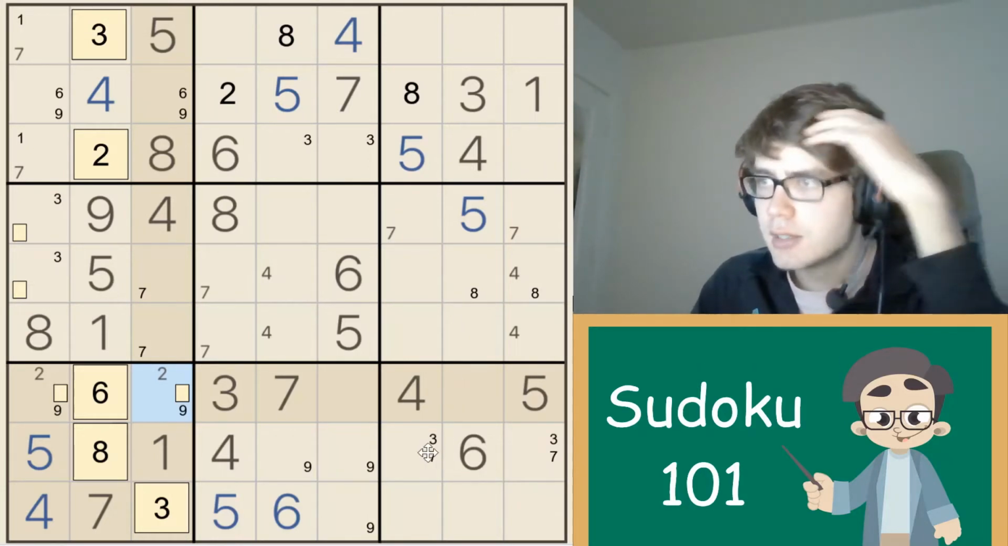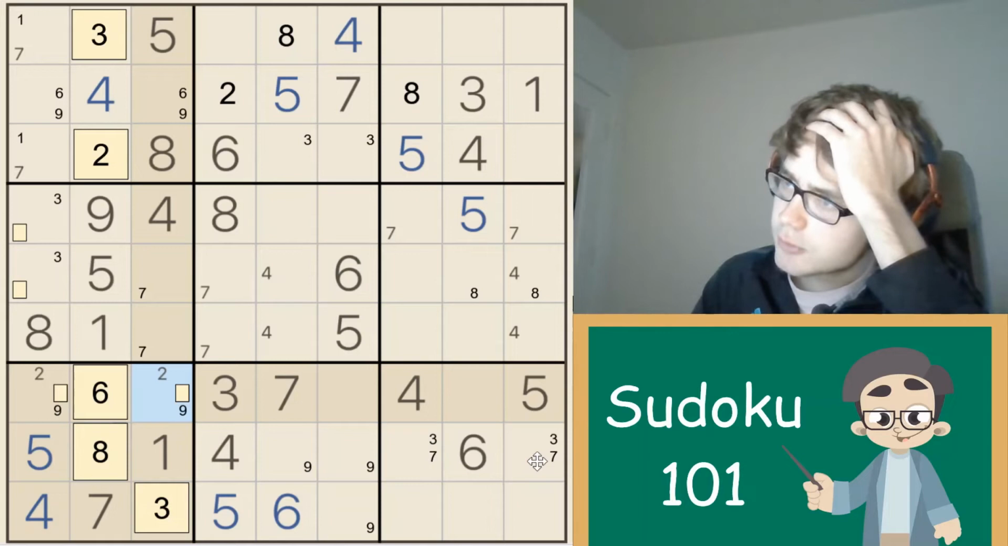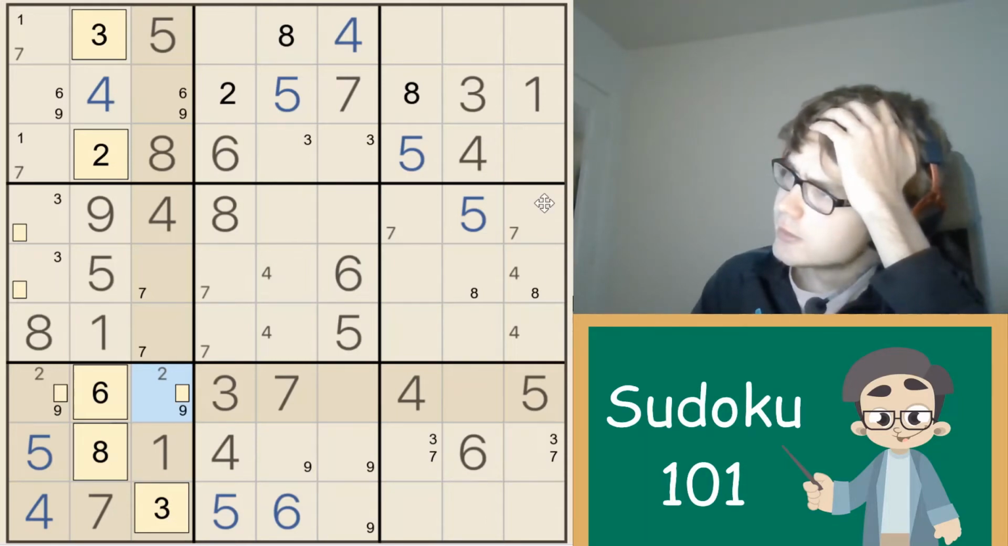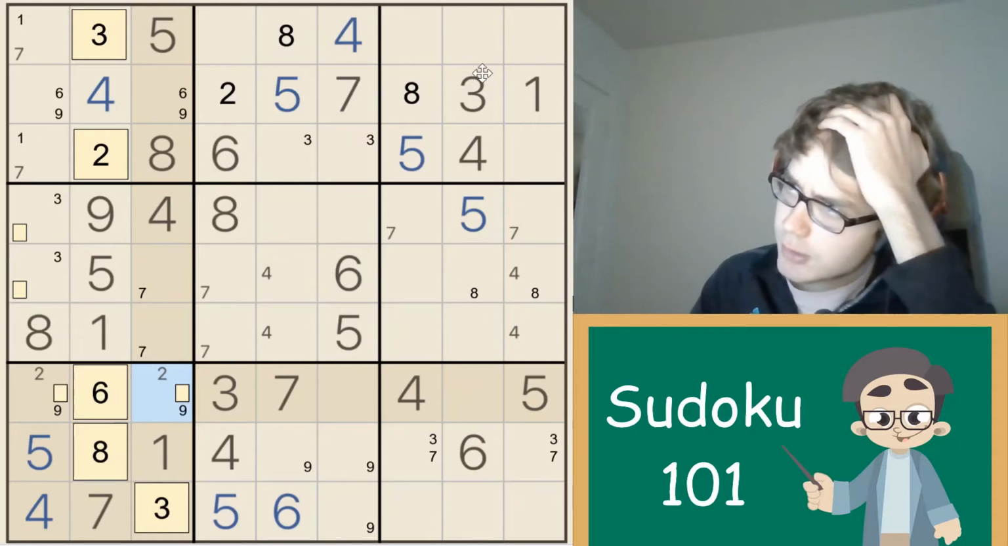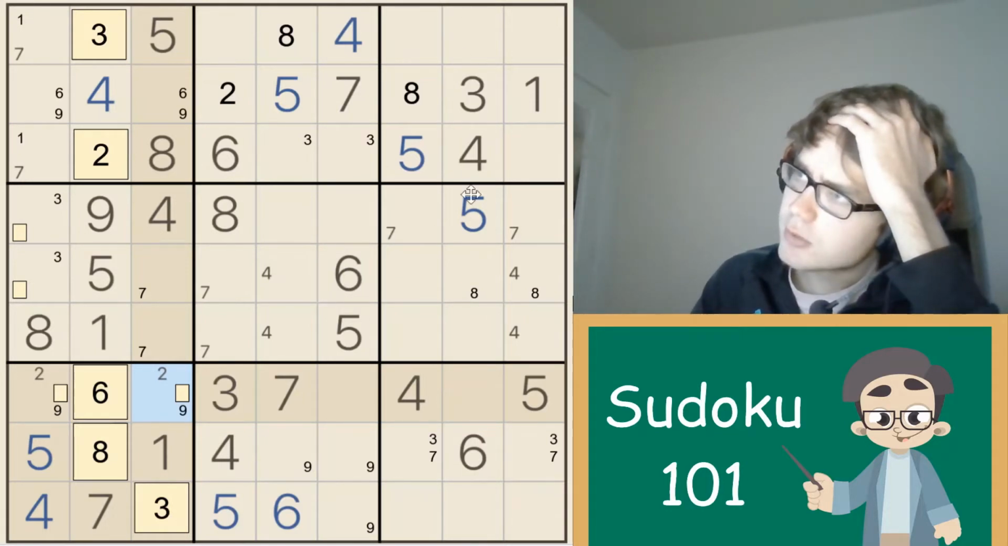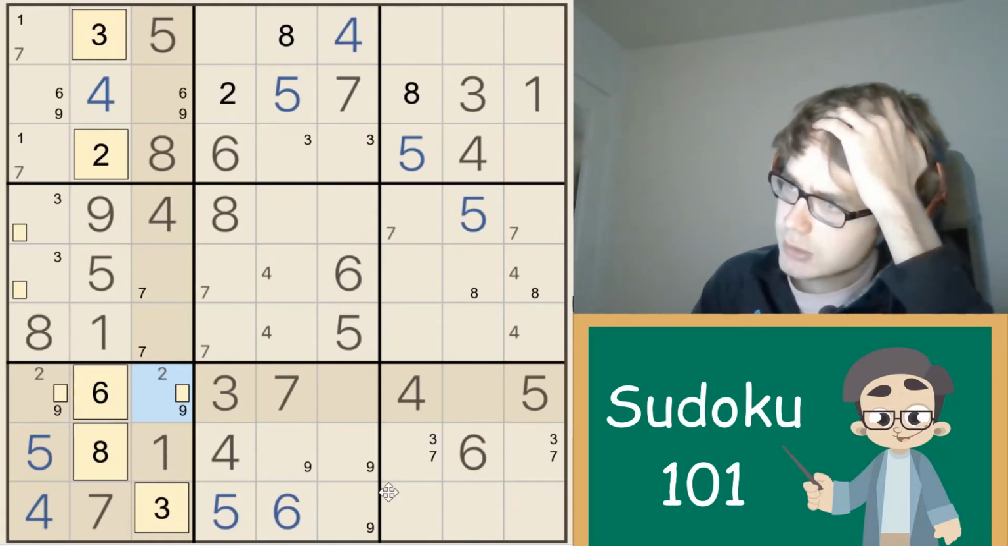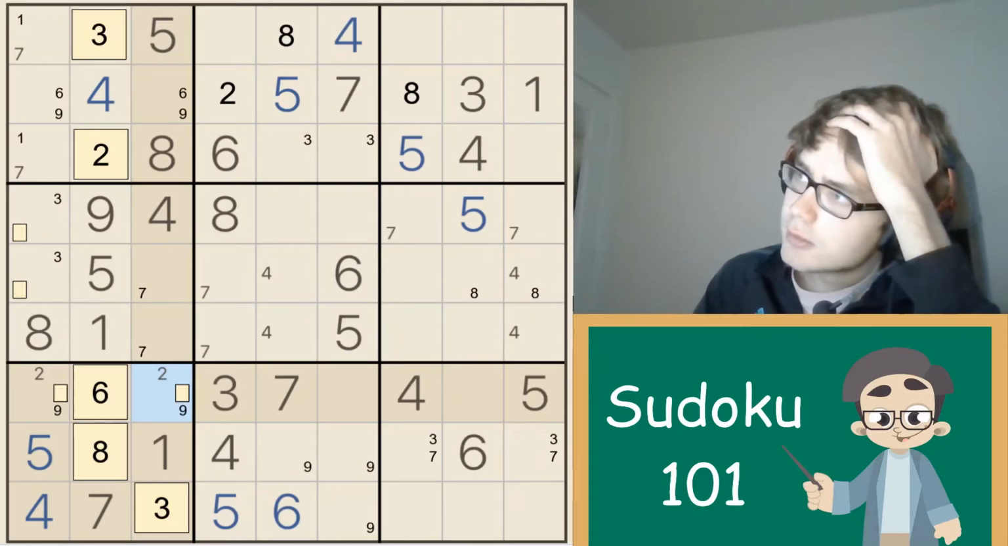But basically, 7 in this square has to be in the 2 edges. 7 up here also has to be in the 2 edges. That means the only place that 7 can be in this top box is somewhere in this middle row, because there's going to be guaranteed 1 in this row and 1 in this row. So the 7 has to go right up here.